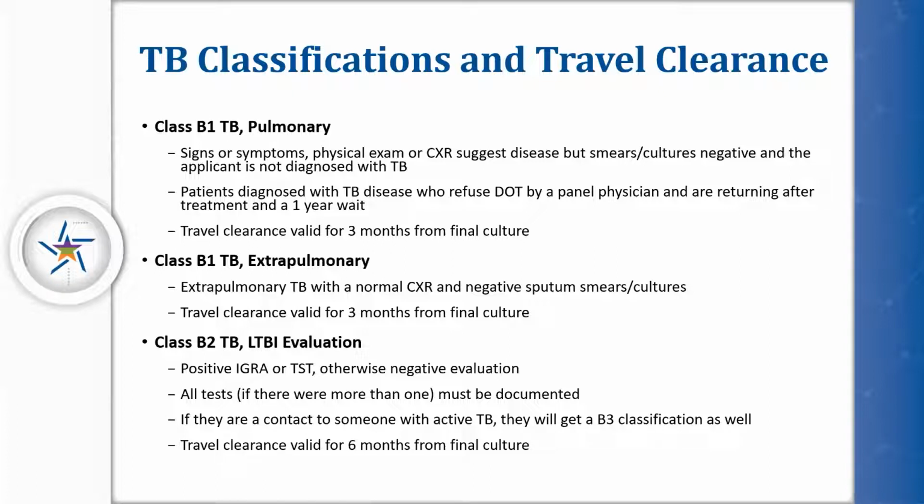Now, Class B2, these are individuals, and these would be your children who are ages 2 to 14. They have a positive IGRA, or a TST if they're under 2 and you use the TST, but they're otherwise have a negative evaluation. That means all tests, if there was more than one, also have to be documented. If they were a contact to someone with active TB, they would get a Class B3 that we'll talk about next as well. But that travel clearance is valid for 6 months from final culture. So again, basically positive IGRA or TST, otherwise negative evaluation. But you do need to make note whether or not they are a contact to someone who has active TB, and they're good to travel for 6 months.